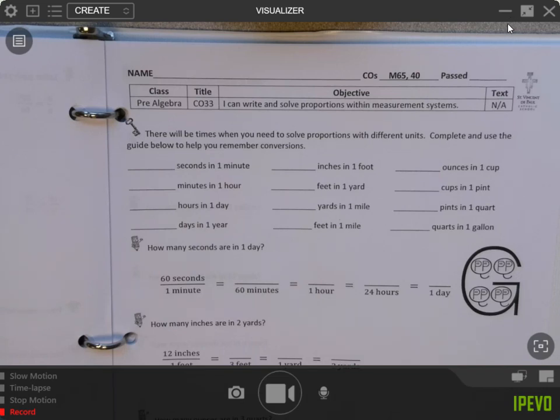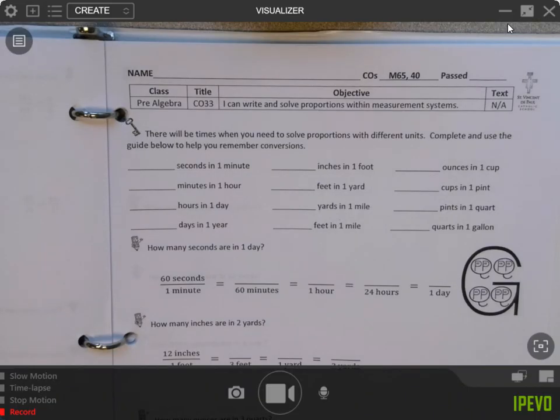Good morning. Today we are doing our last objective in Unit 5. This is CO33. I can write and solve proportions within measurement systems. So there will be times when you need to solve proportions with different units.